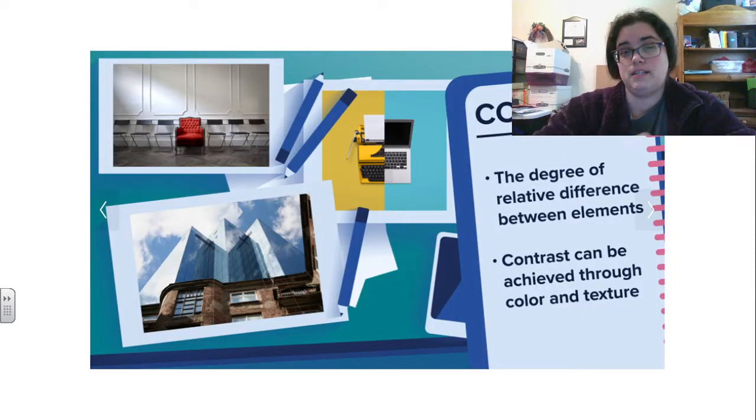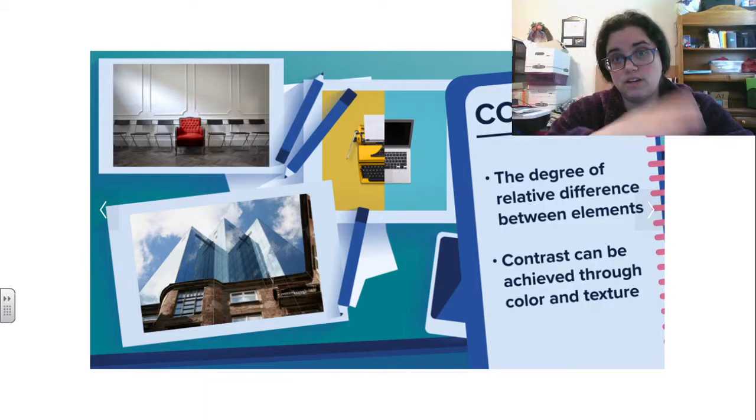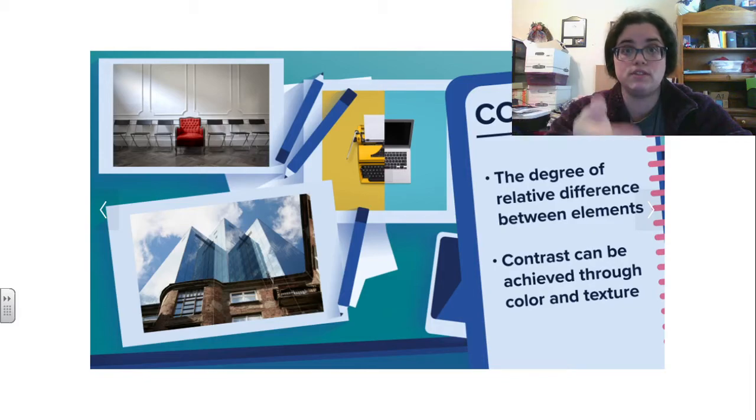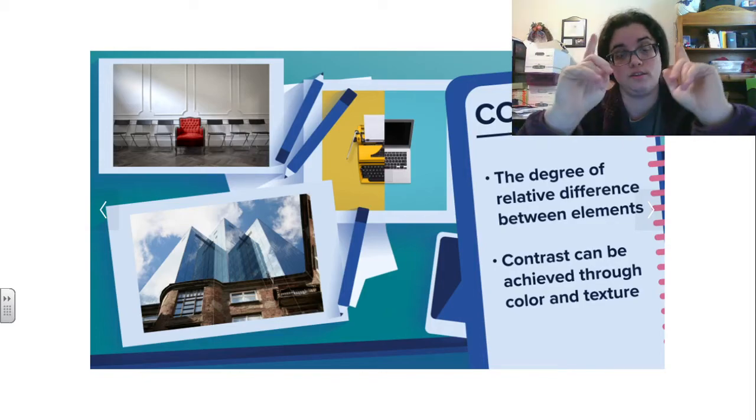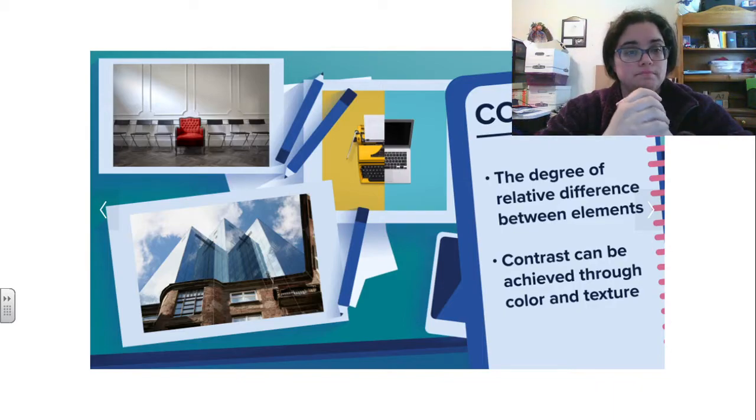Contrast. Contrast is a degree of relative difference between the elements of your piece. You can have color contrasting, you can have texture contrasting, you use complementary colors versus clashing colors. You can see the one with the buildings, there's one that's like rough stone on the surface, and the one above is all glass, and it's more straight lines. You've got the chair that's bright red in the middle of all these bland, simple chairs and the white backdrop.